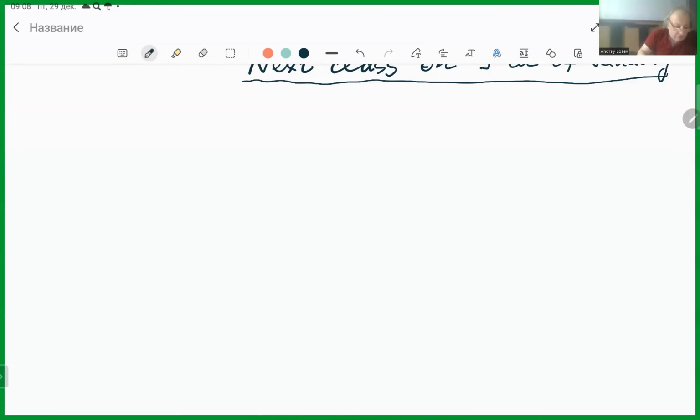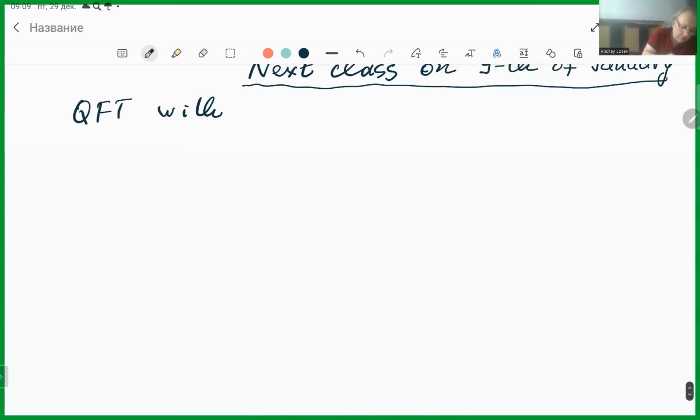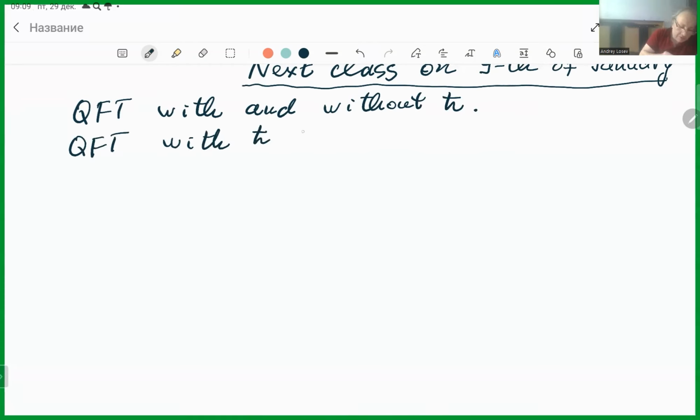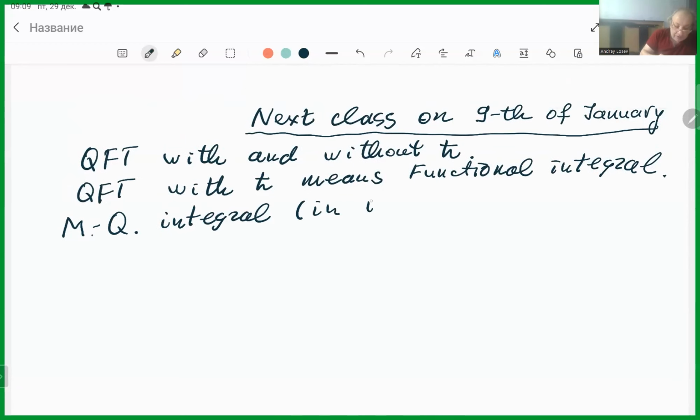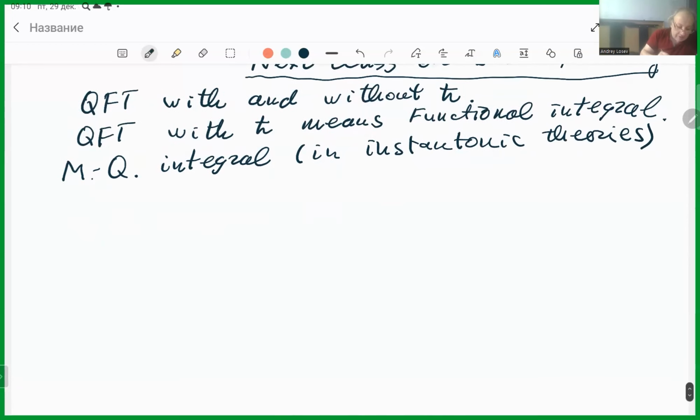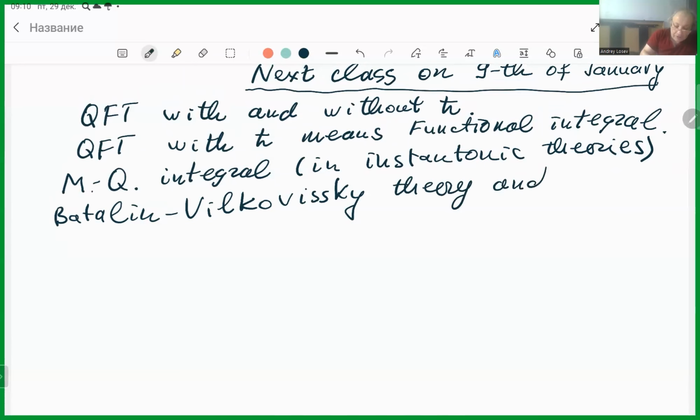Okay, so we are studying quantum field theory with and without H-bar. Quantum field theory with H-bar means functional integral. We already studied the Mathai-Quillen integral in instantonic theories. Now we will go to Batalin-Vilkovitsky theory and BV integrals.